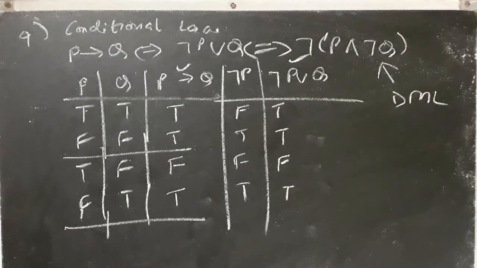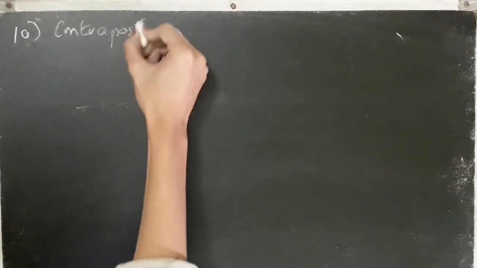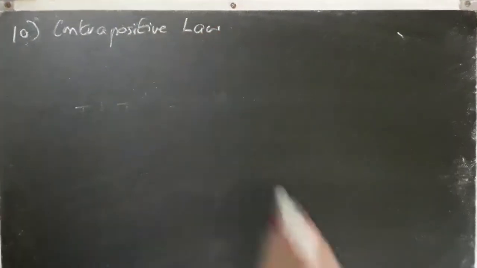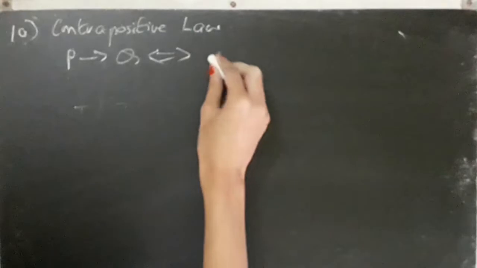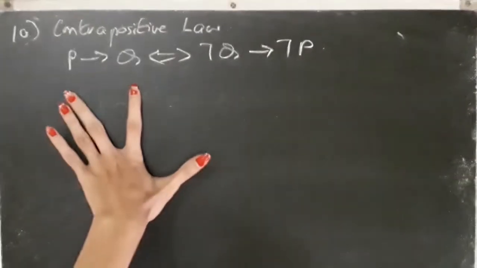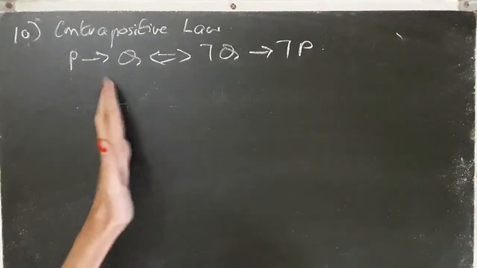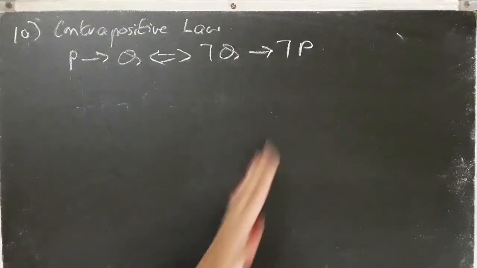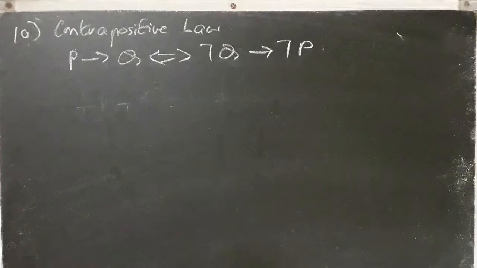Now let's move to the 10th logic law, which is the contrapositive law. What does the contrapositive law state? It states that P implies Q is logically equivalent to negation of Q implies negation of P. This can again easily be proved with the help of a truth table by showing P implies Q has the same truth values as negation of Q implies negation of P. So this is a very simple law, the contrapositive law.